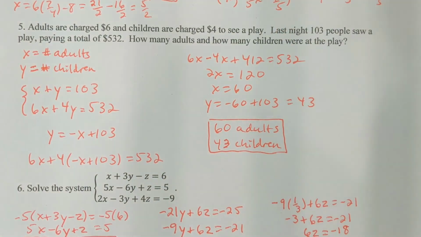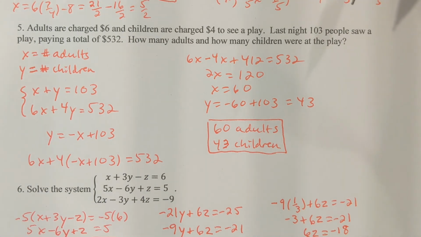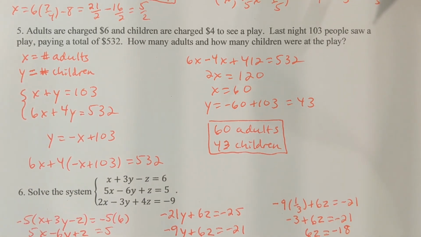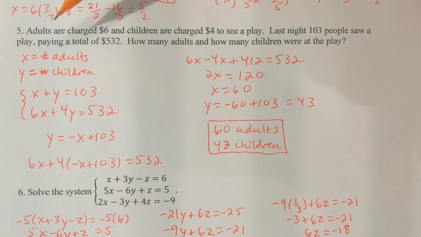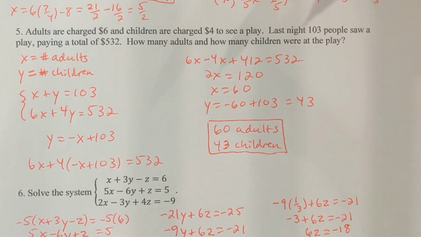Why don't we try just one more here in this video? So problem 5. It says adults are charged $6 and children are charged $4 to see a play. Last night, 103 people saw the play, paying a total of $532. How many adults and how many children were at the play? So let's let x be the number of adults and let's let y be the number of children. We want to form a system representing the situation here.